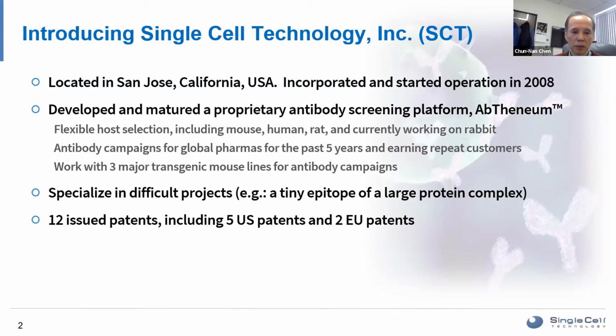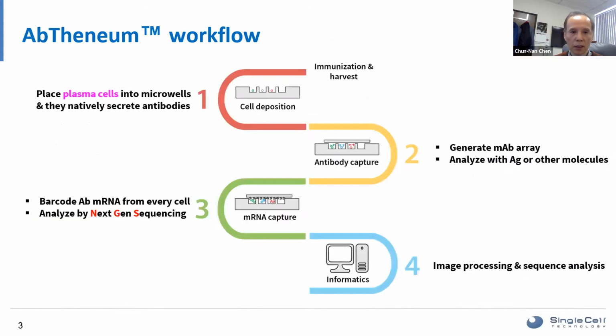And we have a number of patents, a total of 12, including 5 that are issued in the US and 2 in the EU. They cover anywhere from the core methodologies to the associated instrument as well as the applications. And here is the workflow of AbTheneum.